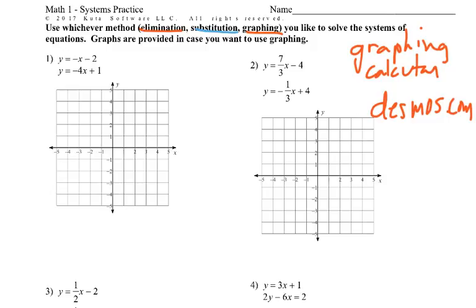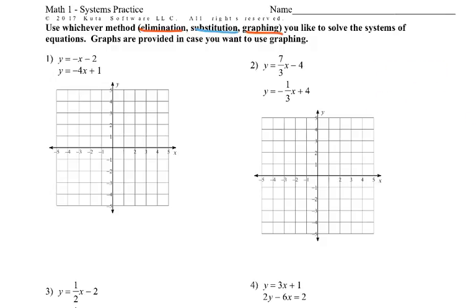Now, is it always the best way to do it? Not necessarily. Sometimes there's quicker ways, but it just kind of depends on the equation and how well you are at doing it. I'm going to try to, for the most part, show you all how you do it on all three ways.